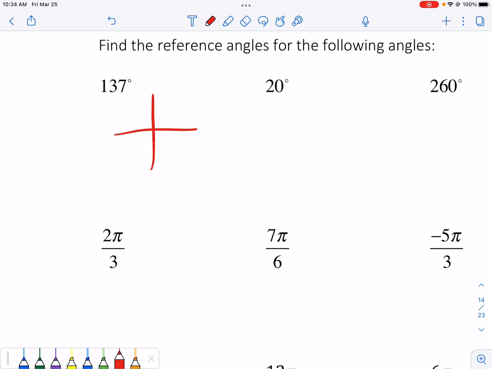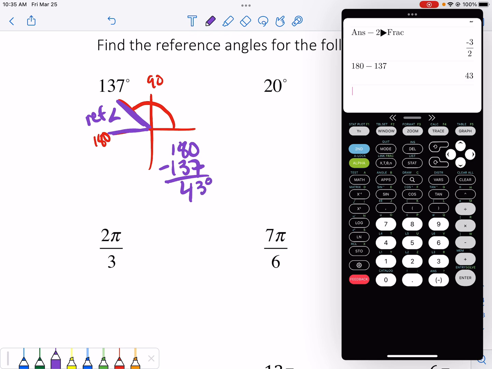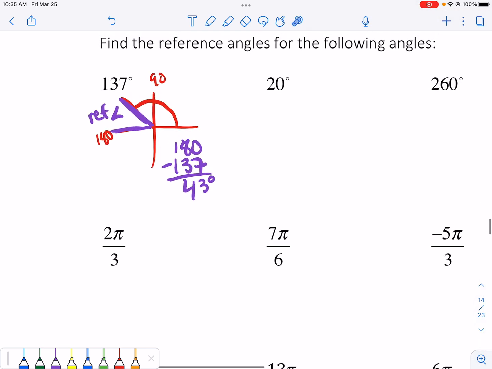So if we look at 137, I first need to draw it so I have an idea of where it is. 137 is in the second quadrant because it's past 90 but before 180. So our reference angle goes from the terminal side to the x-axis. This right here is our reference angle. To find that, we can take the full angle of 180 and take away the 137, which leaves us with this leftover part. So 180 minus 137 gets us to our reference angle, which is just 43 degrees. Again, your reference angle is always acute and always positive.